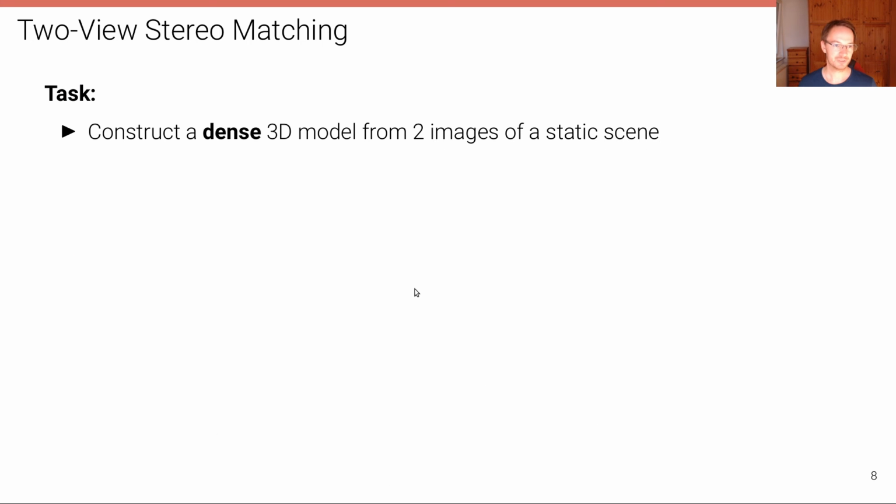So, to summarize, what is the task? What is the goal? We want to construct a dense 3D model from two images of a static scene, or a mostly static scene. Alternatively, we can take two images at the same point in time if we can synchronize the cameras. For example, in a stereo sensor that's mounted inside a vehicle. Many modern vehicles have cameras inside, and some of them do have stereo cameras. These cameras are triggered electronically, such that they capture the scene exactly at the same point in time. And then, of course, at that point in time, the scene is static with respect to the two cameras.